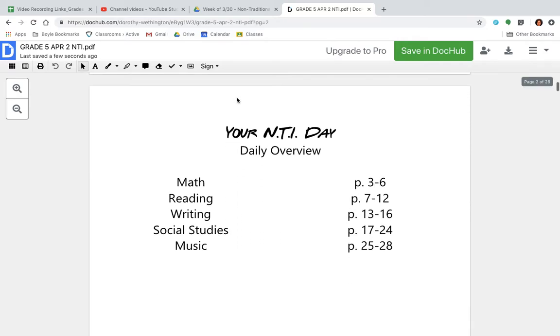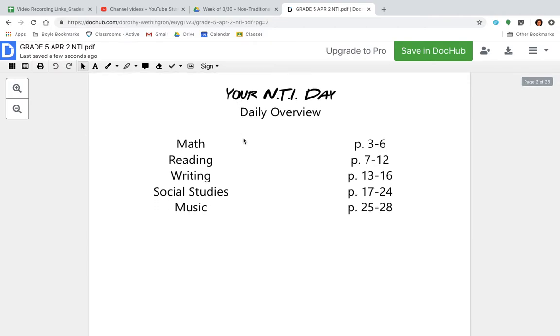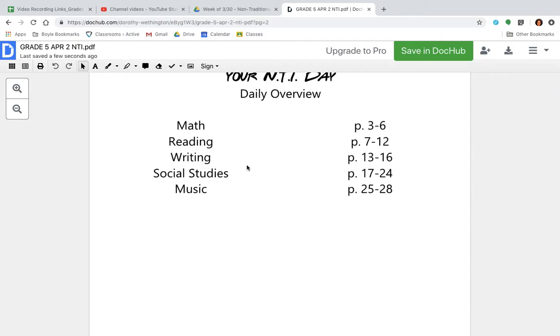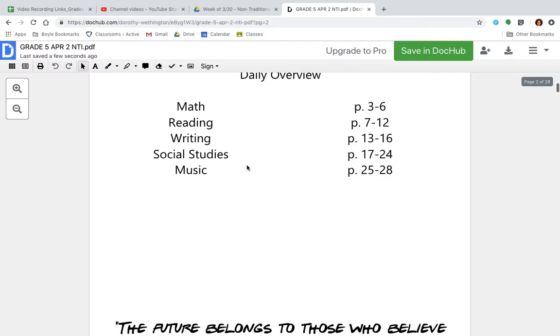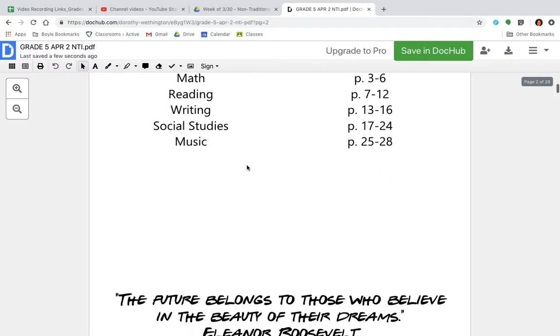Your NTI Day Daily Overview is Math, page 3 through 6, Reading, page 7 through 12, Writing, page 13 through 16, Social Studies, page 17 through 24, and Music, page 25 through 28.